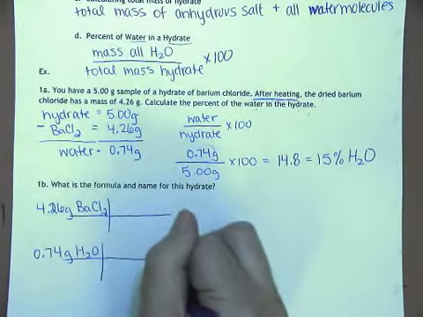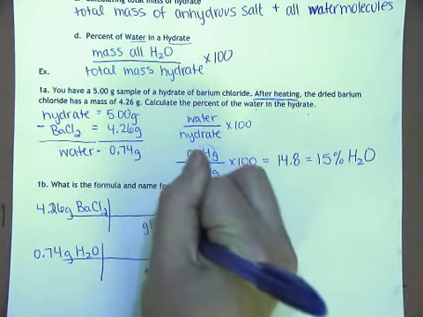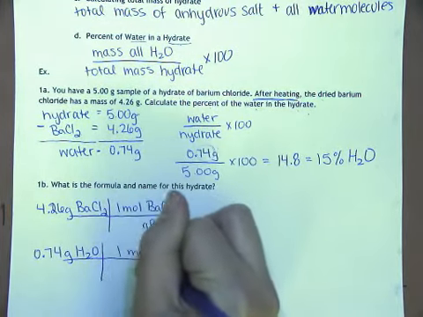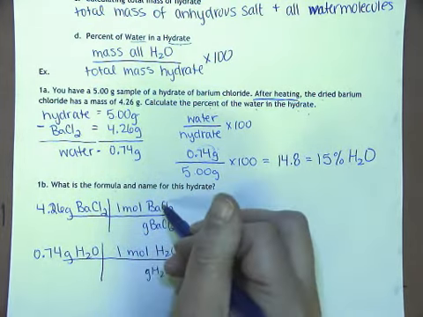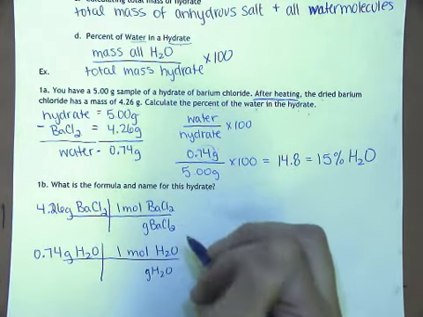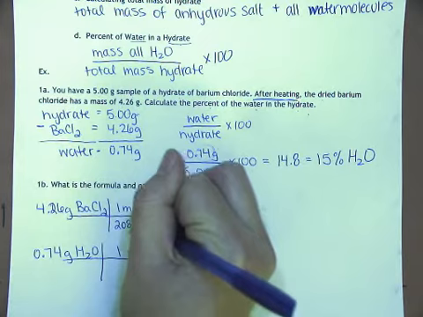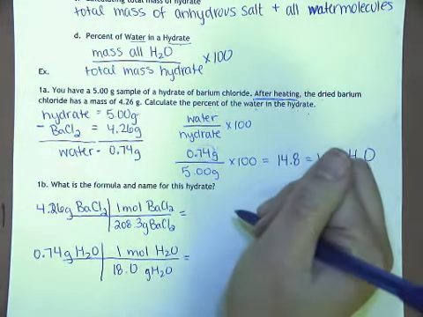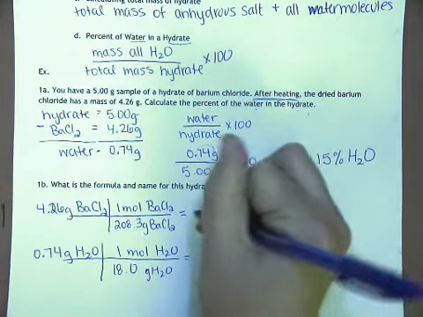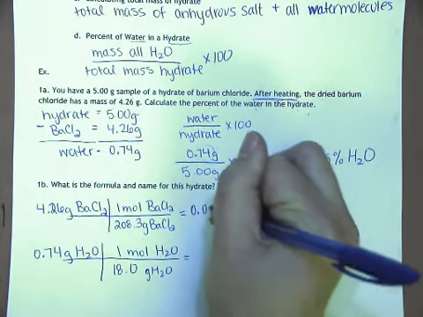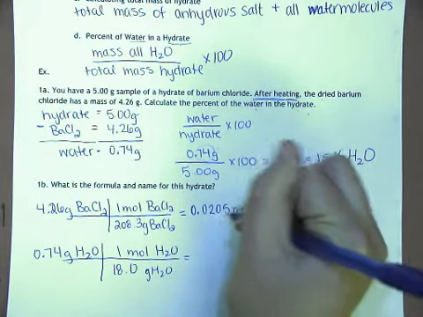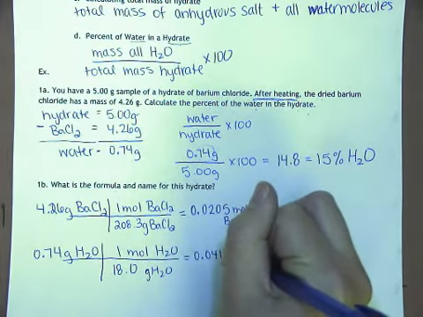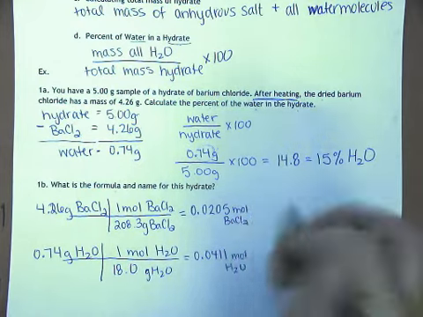I take my grams, I drop them down: grams H2O, grams BaCl2, grams to 1 mole barium chloride, to 1 mole of water. And here, grams to moles, look back on my mole count, I have to use my molar mass. So the molar mass of barium chloride is 208.3, and of water is 18.0. When I do that, I get relatively small numbers. I like to go at least 4 decimal places on these so I don't have rounding error. So I get 0.0205 moles of barium chloride, and here I get 0.0411 moles of water.